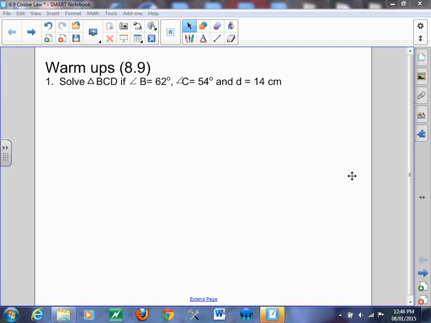Last new lesson. All right, warm-ups. Solve triangle BCD. Solve means to find all missing sides and missing angles. If angle B is 62, angle C is 54, and side D is 14 centimeters. Do we have any 90-degree triangle in there? No 90 degrees, so we're going to draw an oblique triangle. It doesn't really matter how you set it up. I just usually go B, C, D, first one on top, in the order given.